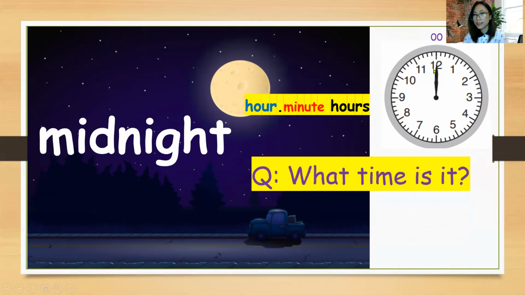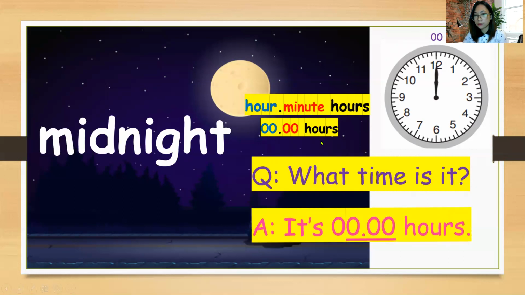So midnight is after evening. So here is 23 before, and then we go back to 0. When it's midnight, it's always 0. So the time is 0 hours. It's 0 hours.